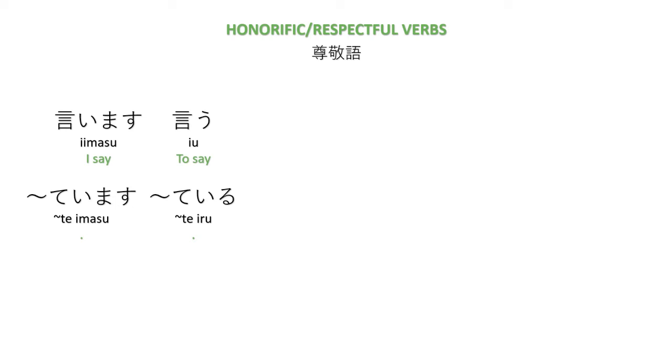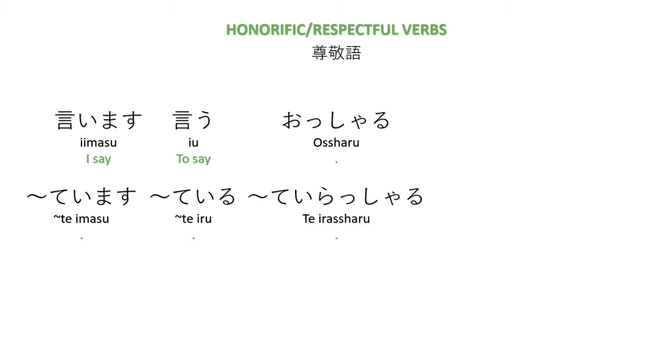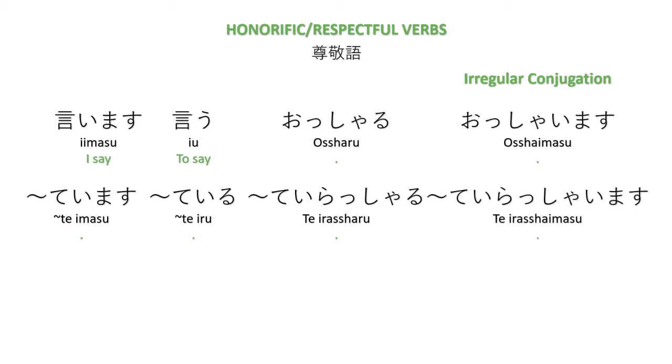Next, iu, to say. Its polite counterpart is iimasu. For teiru, teimasu. And their respectful verb counterpart is osharu for iu, and teirasharu for teiru. The irregular conjugation for osharu is oshaimasu. For te irashaimasu, we have te irasharu.